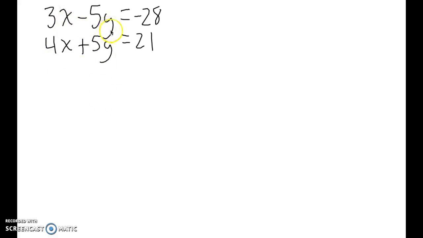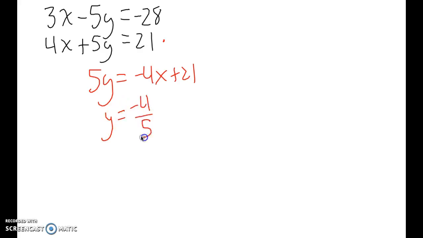So you could choose one of the variables, either x or y, and then solve for it. I'll use this second equation and I'll solve for y, since that's what we've been doing in other questions. So I'm going to get negative 4x plus 21. y equals negative 4/5 x plus, now I have to divide everything here. And this is where some people tend to make mistakes.